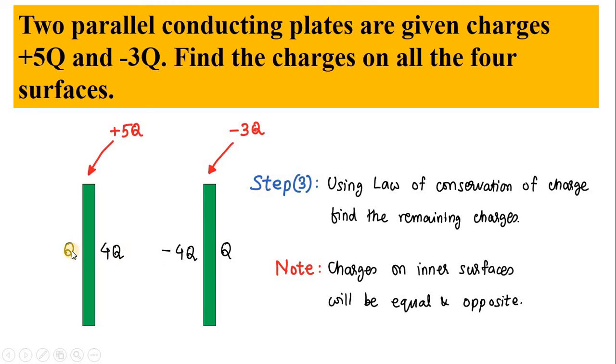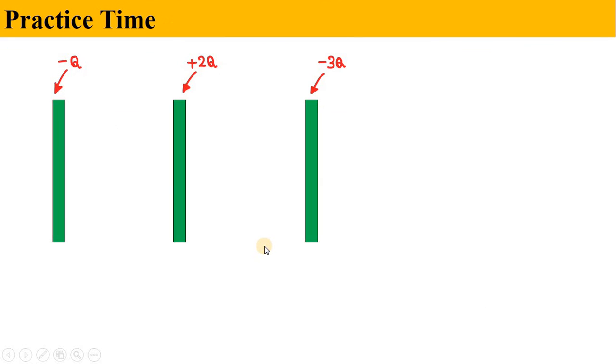Or we can say simple addition, like q plus 4q is equal to 5q. q minus 4q is minus 3q. Let us practice a question on the same concept. In this practice question, I have taken 3 plates instead of 2. And suppose these many charges are given to all these 3 plates. Then how much will be the charges on each of these 6 surfaces on the 3 plates?